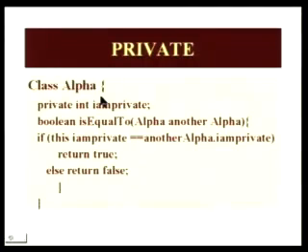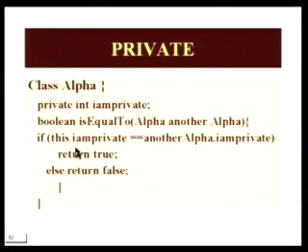I will show you another example. Then you tell me whether it is correct or wrong. I have defined another class called class Alpha. In class Alpha, I have defined one private variable, and one method called boolean isEqual, which contains one argument of another Alpha type. You got the point? I have defined one class Alpha, and in the same class Alpha I have defined another Alpha object, correct?